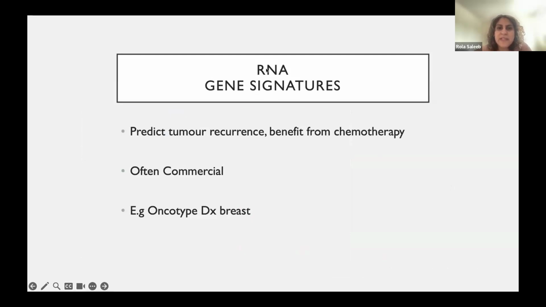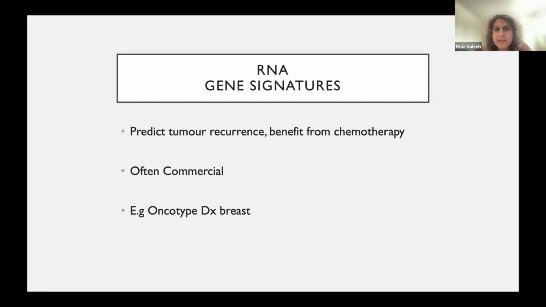And then there are the RNA gene signatures. This is more available commercially usually. The most famous gene signature test is really the Oncotype DX. That's the one used more clinically. There are, for instance, similar gene signatures for prostate cancer, but not as commonly used clinically.